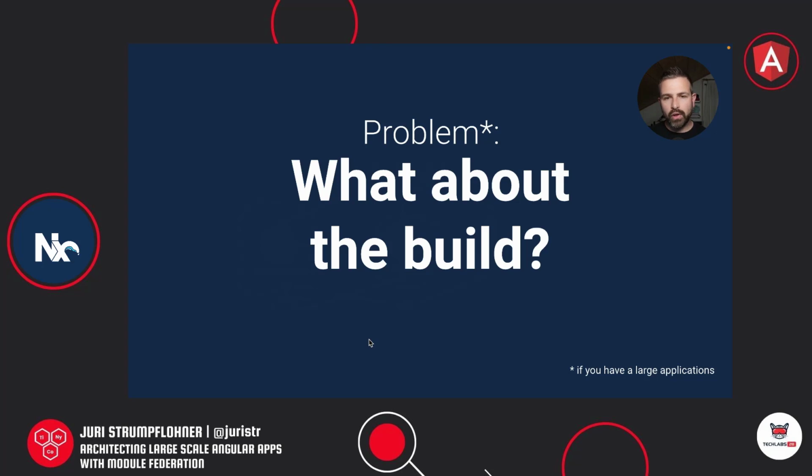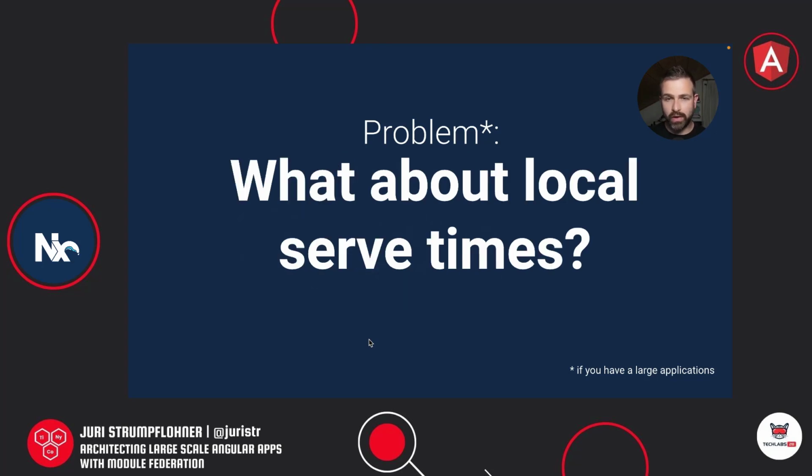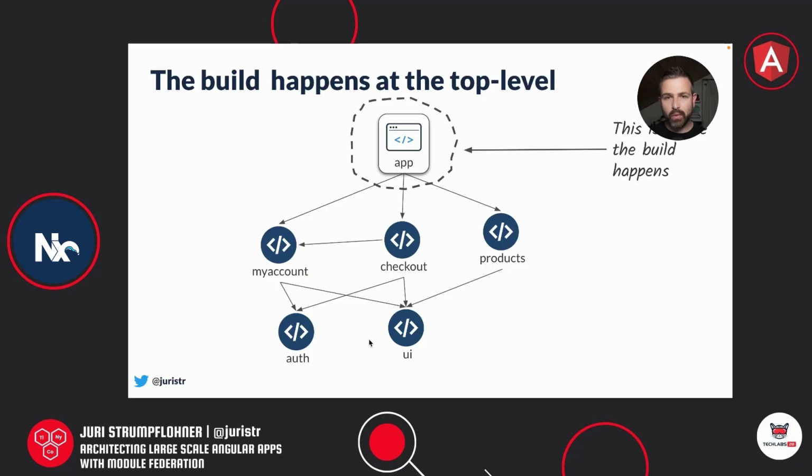Now, one thing to notice here though is, what about the actual build and what about the local serve times, because those are still potentially high. And the reason why they are still high is because in a normal setup, or in a default setup that you use with Nx, the build is still happening just at the very top. So as I had mentioned before, you could have the libraries built individually, but in the default setup, you just consume them and they're just imported.